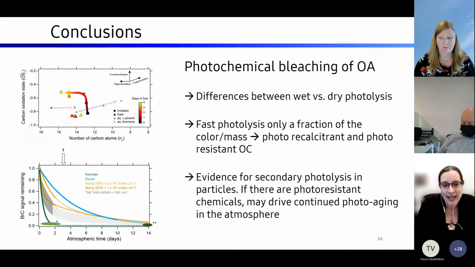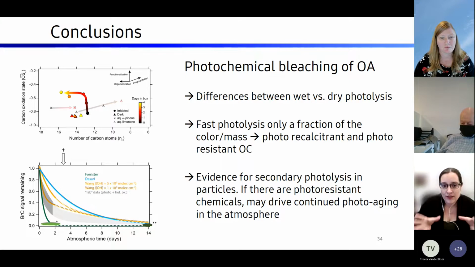So, the conclusions that we have. I started out looking at biogenic secondary organic aerosol. And what we find is there's really big differences between what we see for dry photolysis compared to what's been observed previously for aqueous phase photolysis, really highlighting that we need to understand these photoaging processes under different environmental conditions.